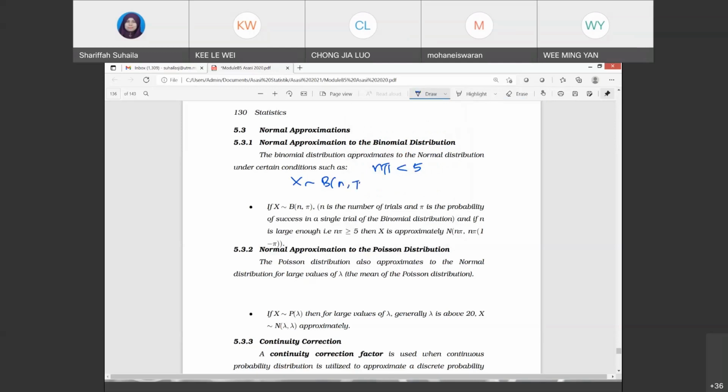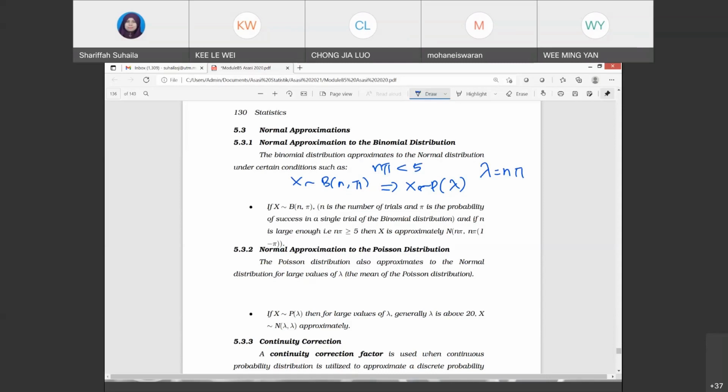When you have this, your x is binomial with n and pi, so you change it to a Poisson distribution with parameter lambda, where lambda is equal to n pi. The properties of lambda: the mean and variance are the same. Once we change from binomial to Poisson, your mean is lambda, which is n pi, and your variance is also lambda, which is n pi.